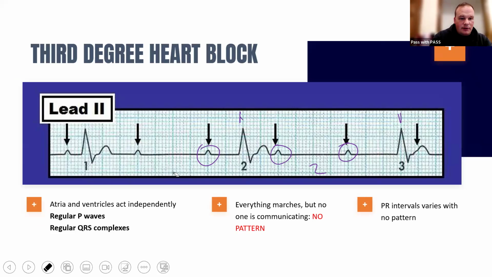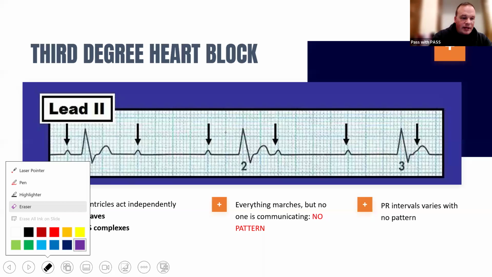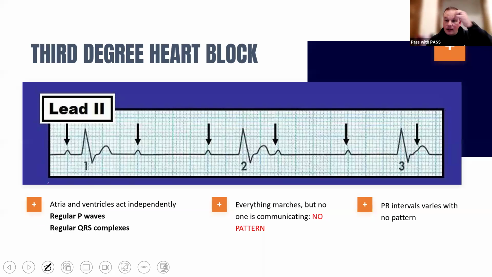So next, what I need to do is look at the PR interval. With a third degree heart block, there is going to be no pattern or no correlation between my P waves and my QRS complexes on the strip. They're not going to be getting longer and longer until they drop. They're not going to be the same for every QRS complex. They're going to be completely all over the place.